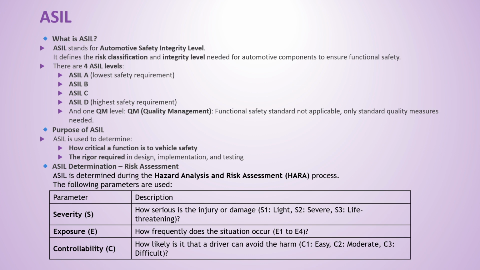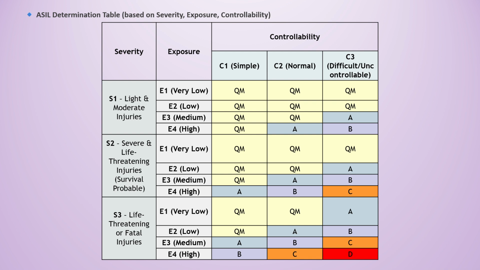Third is controllability, C. If the hazard occurs, can the driver typically control the vehicle to prevent harm? C1 is easy to control. C2 is normally controllable. C3 is difficult or impossible to control. Severity, exposure, controllability. SEC. Exactly. And you combine these according to a table in the standard. For example, a worst-case scenario. S3, life-threatening. E4, happens often. C3, driver can't control it. That combination points directly to ASIL D.